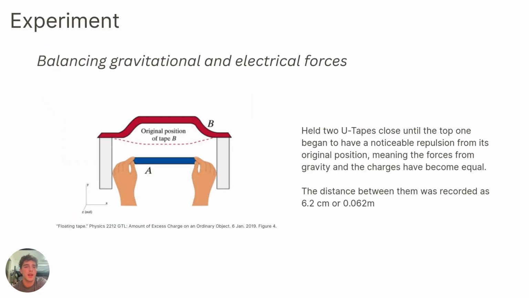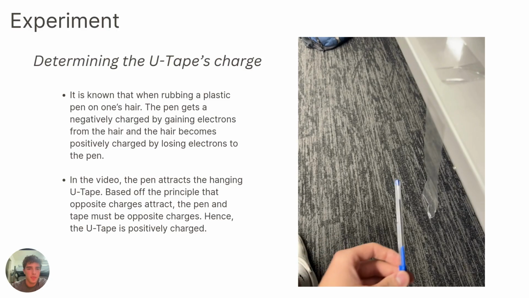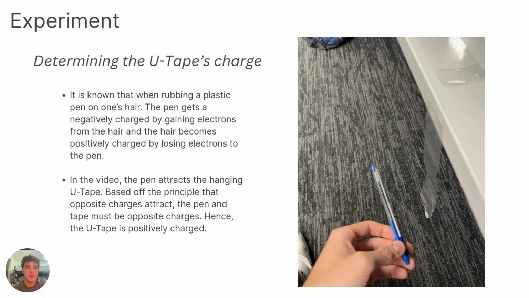So then in the experiment, we had to balance the gravitational and electrical forces. We had one U-tape on top connected on two ends, and it was kind of hanging down a little bit. And then we had the second U-tape, and I moved it below the hanging U-tape until the distance got close enough to where the hanging U-tape began to repel. At that point, I recorded the distance between the different U-tapes, which I recorded as 6.2 centimeters, or 0.062 meters.